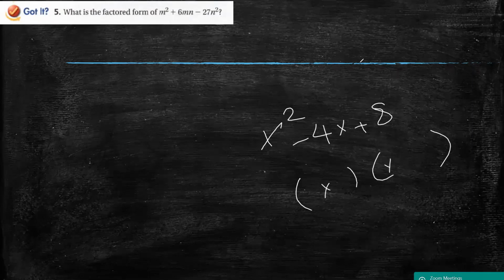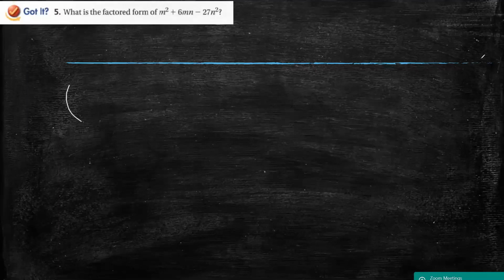Before that, we had x squared minus 4x plus 8. As you see, we have only one variable there, so I wrote them as x. But here now we don't have only one variable, we have two variables, m and n. So m, n.